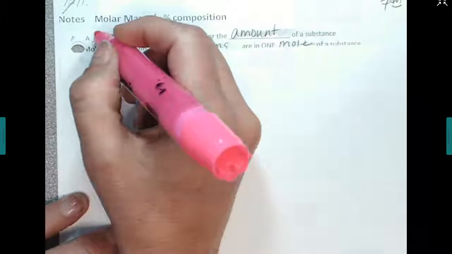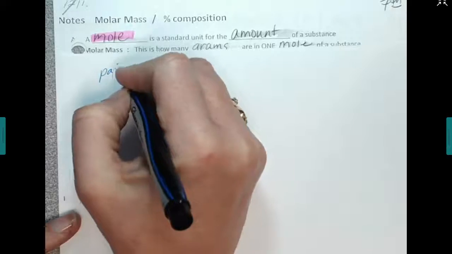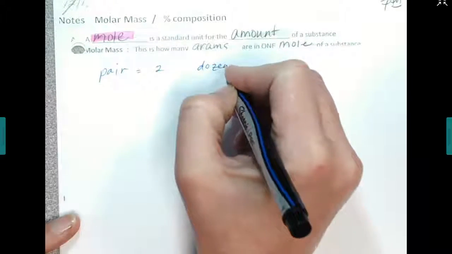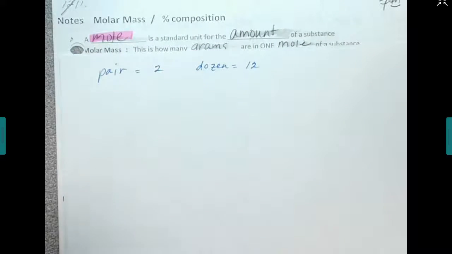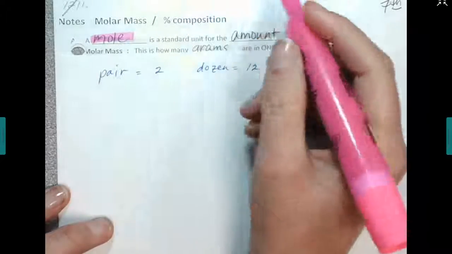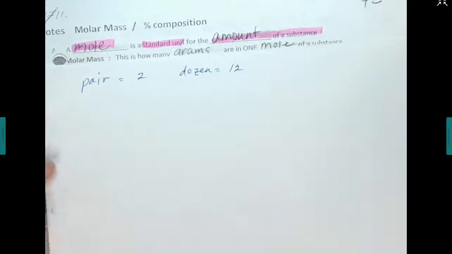Now we're learning about a mole. A mole is like a pair. So if we have the word pair, we know that that equals 2. We know that a dozen is going to equal 12. So here we have the word mole in chemistry. This is a standard unit. It's our standard unit for the amount of a substance.